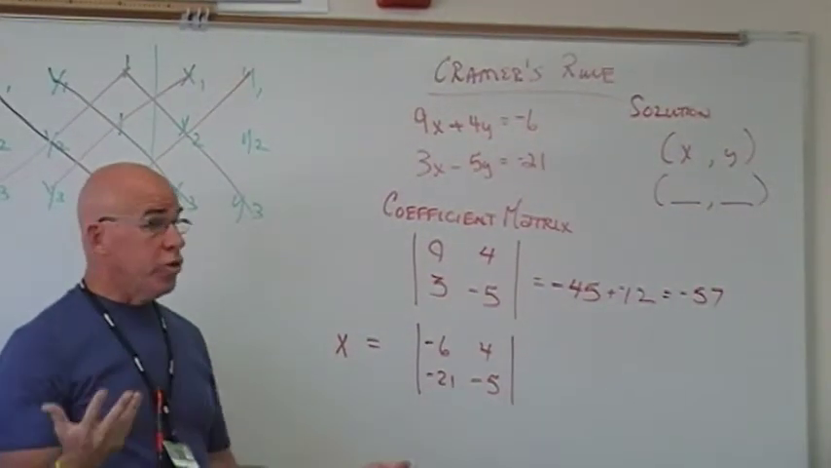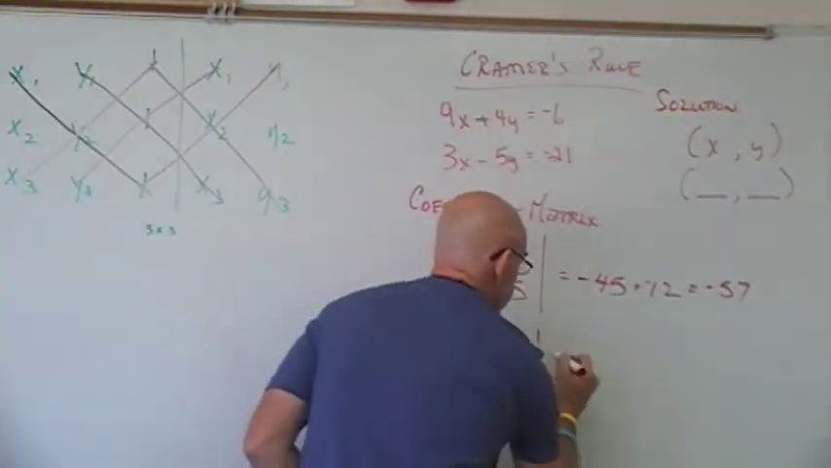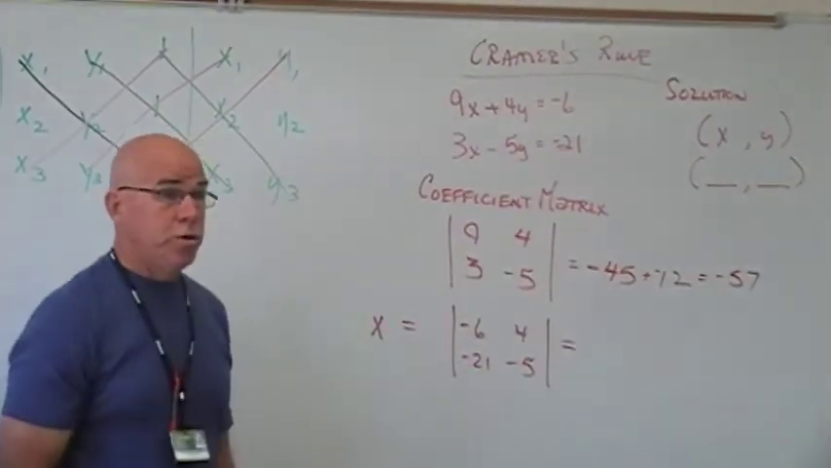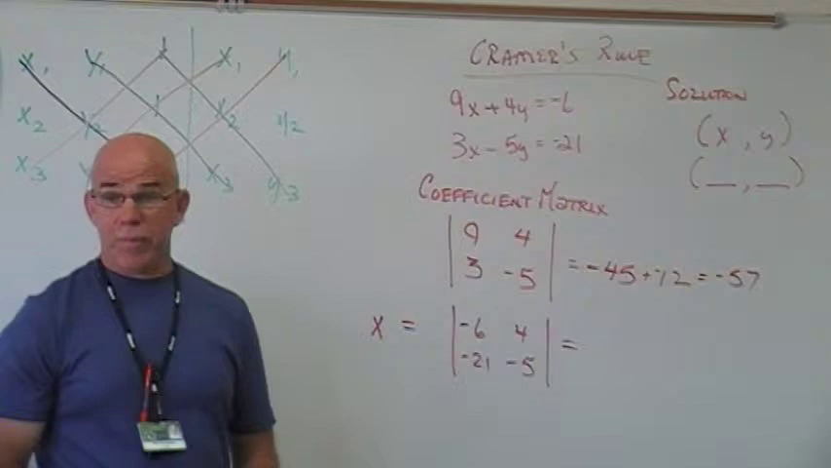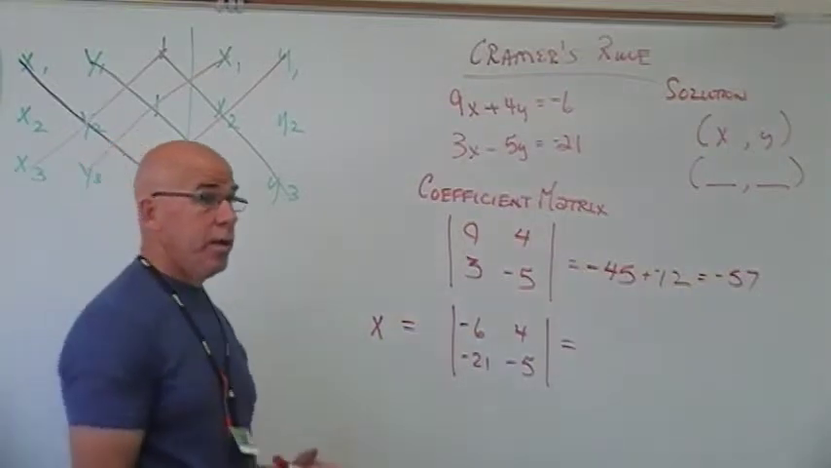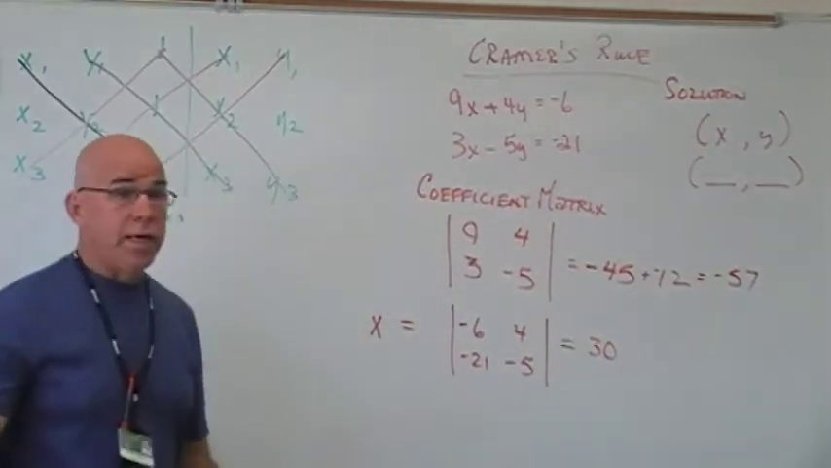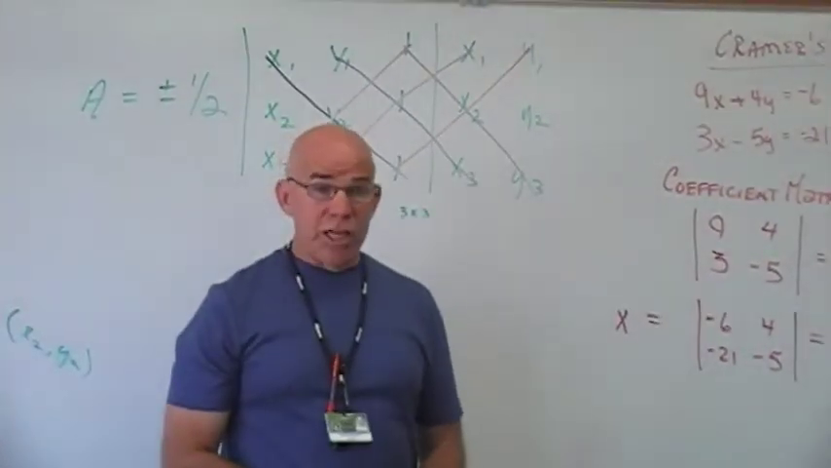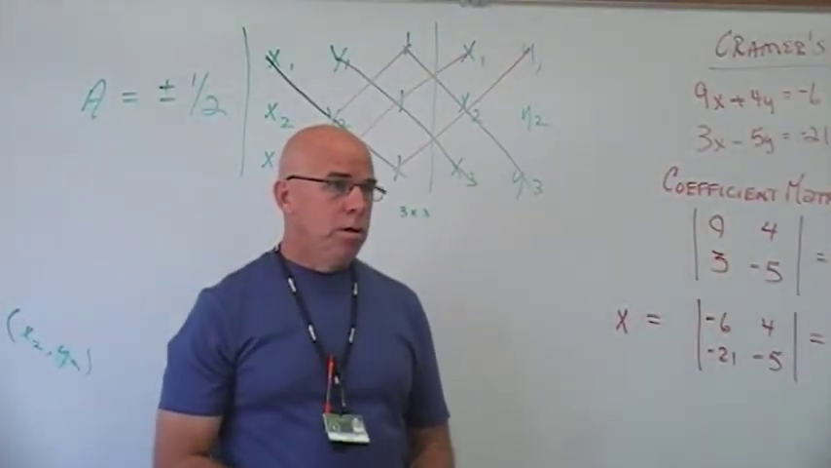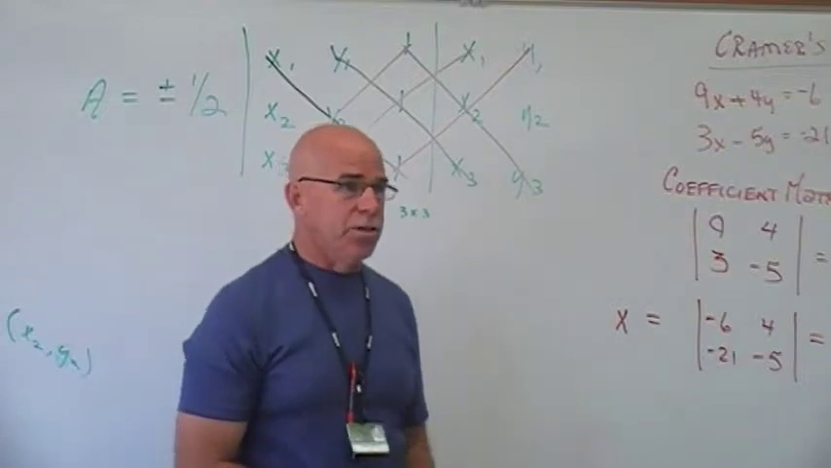Now I've got a 2 by 2. Can you find the determinant of that? Sure. What am I going to do with 6 and 5? I'm going to multiply negative 6 and negative 5, and what do you get? Positive. I'm going to multiply 4 and 21 and get negative 84. But I'm going to subtract that.